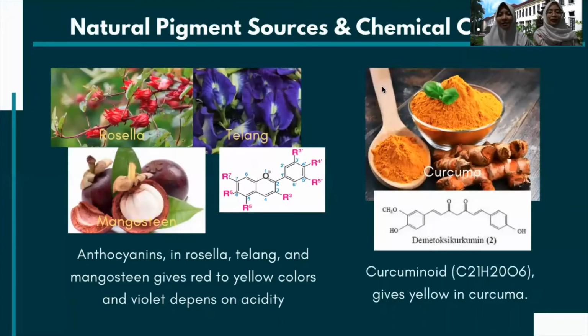There are a lot of natural pigments that can be found in nature. We can see in this picture there is a picture of pandan and mangosteen, and then the chemical compound. And then this is also the picture of curcuma and the chemical compound.